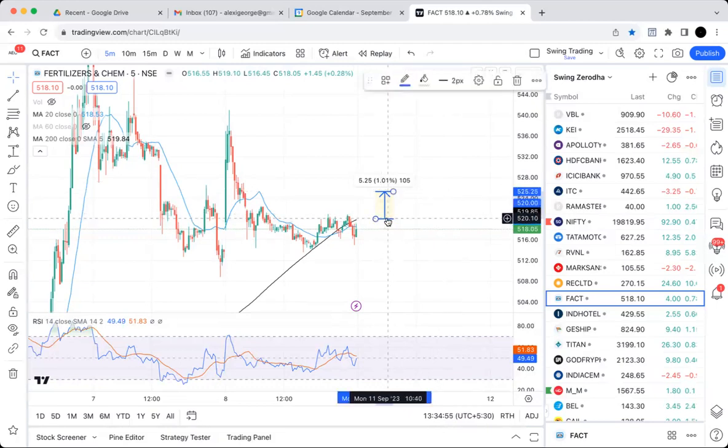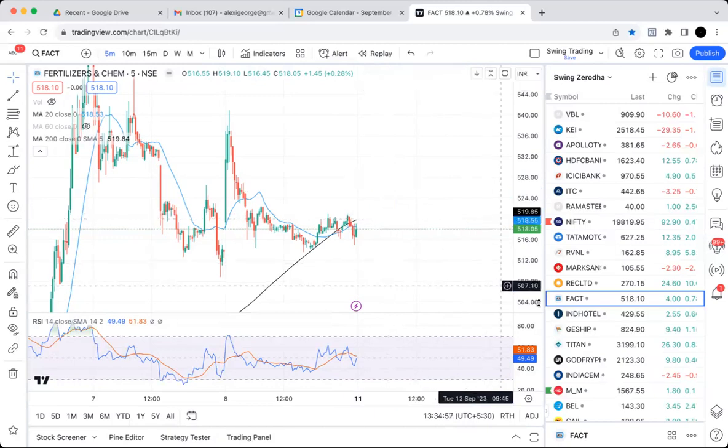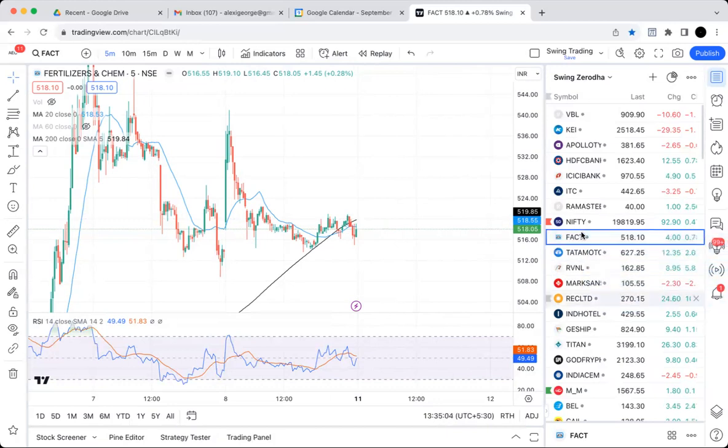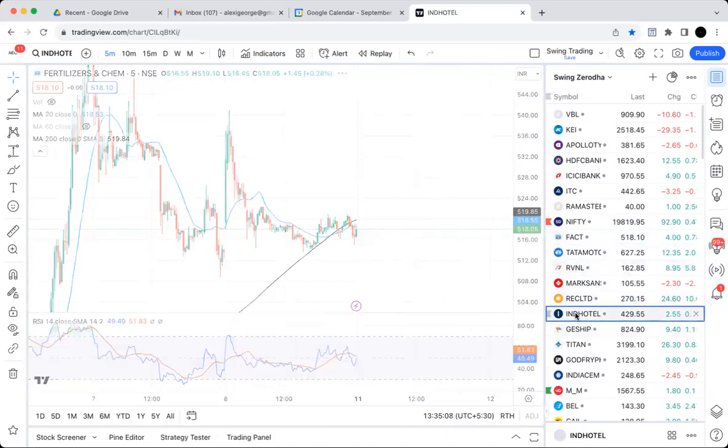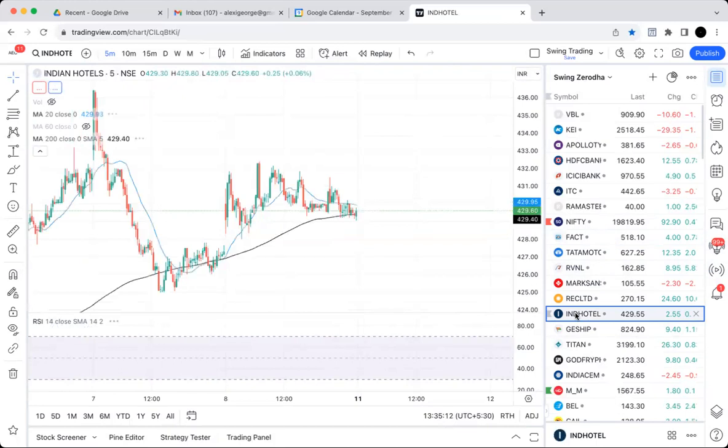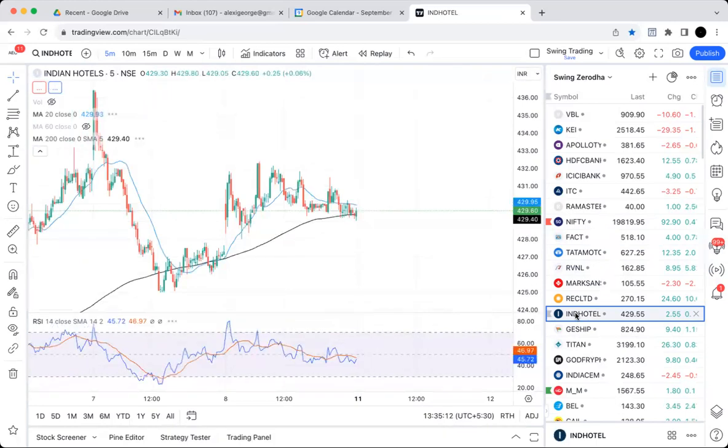Fertilizers and chemicals, FACT. So what I do here is if I see something that looks like a good possibility, I bring it up, I drag it up just below the Nifty. All right. So that I can look at it on Monday and see if that's an entry that I could take. All right. Next one, India Hotels.